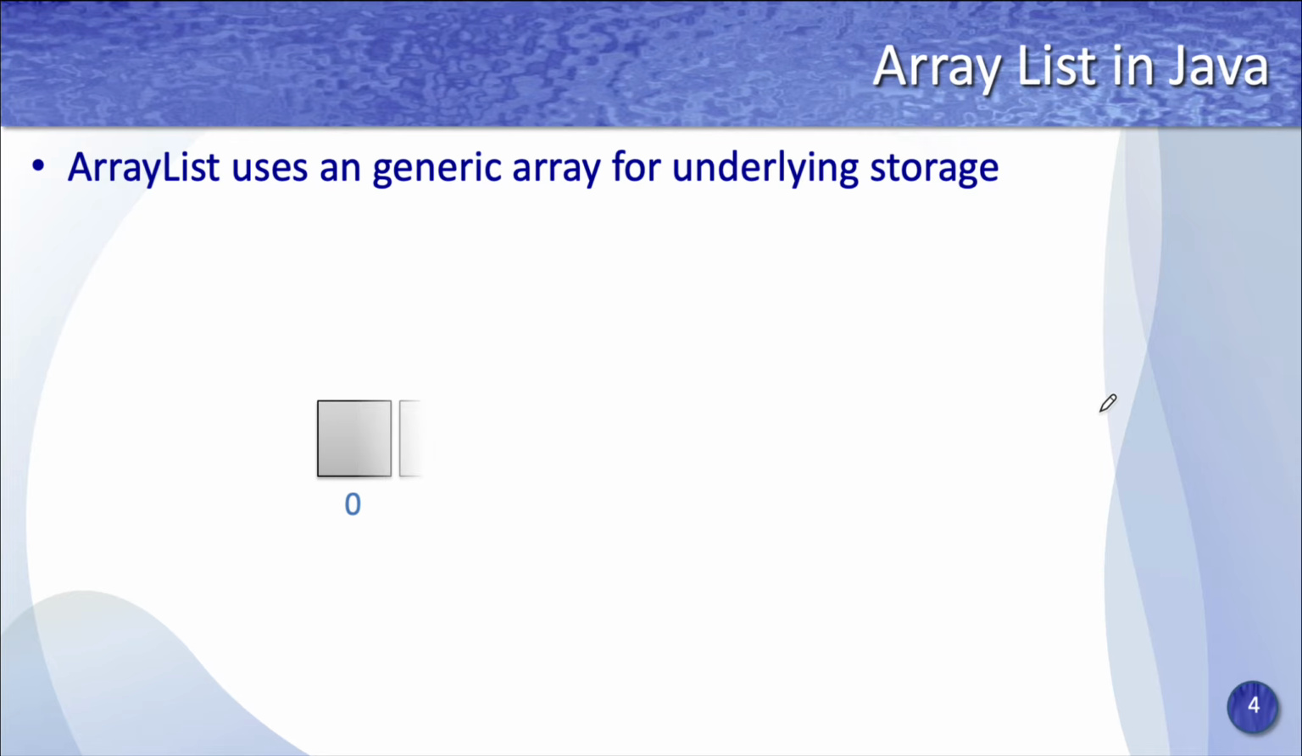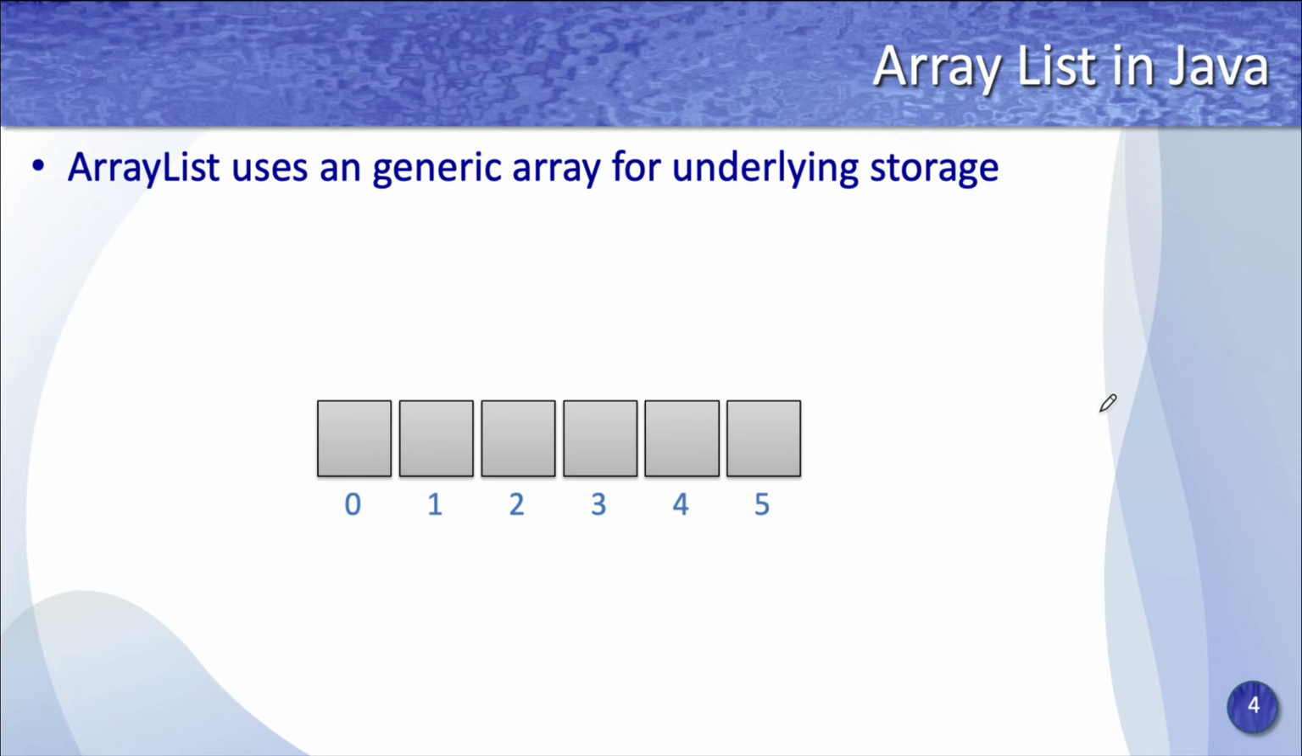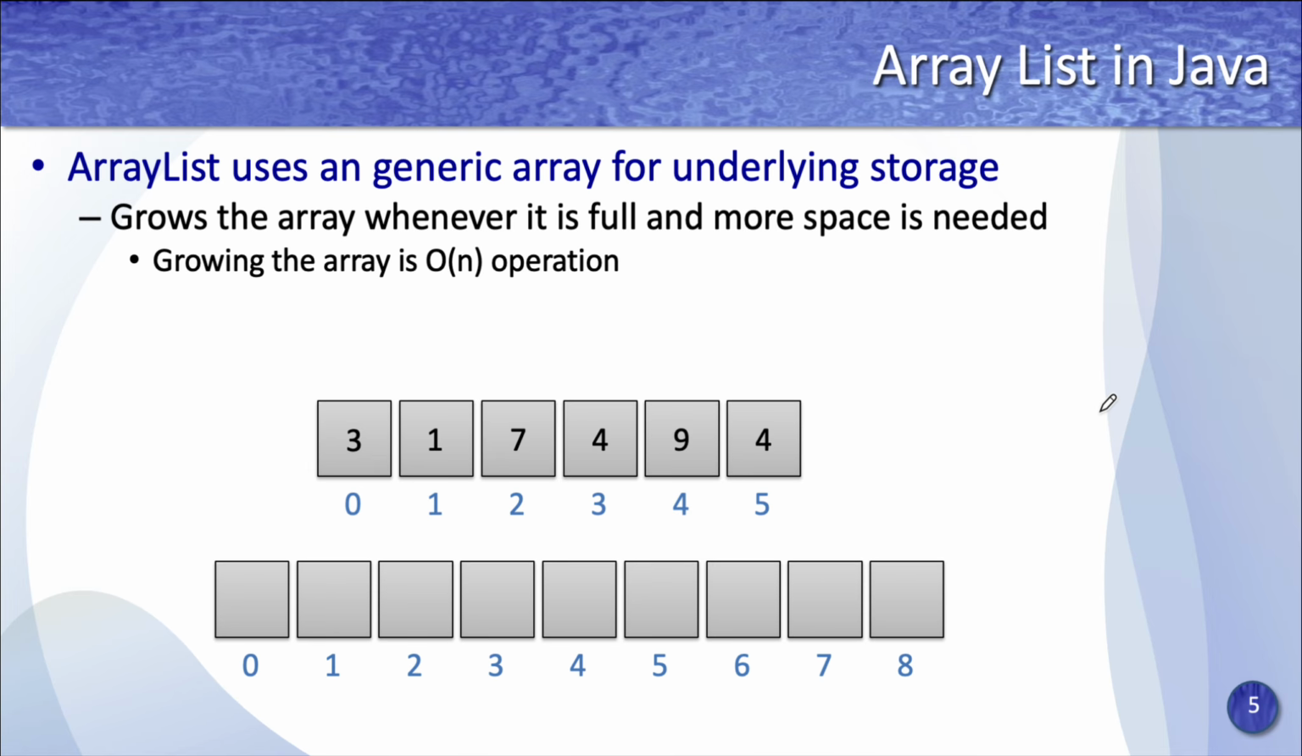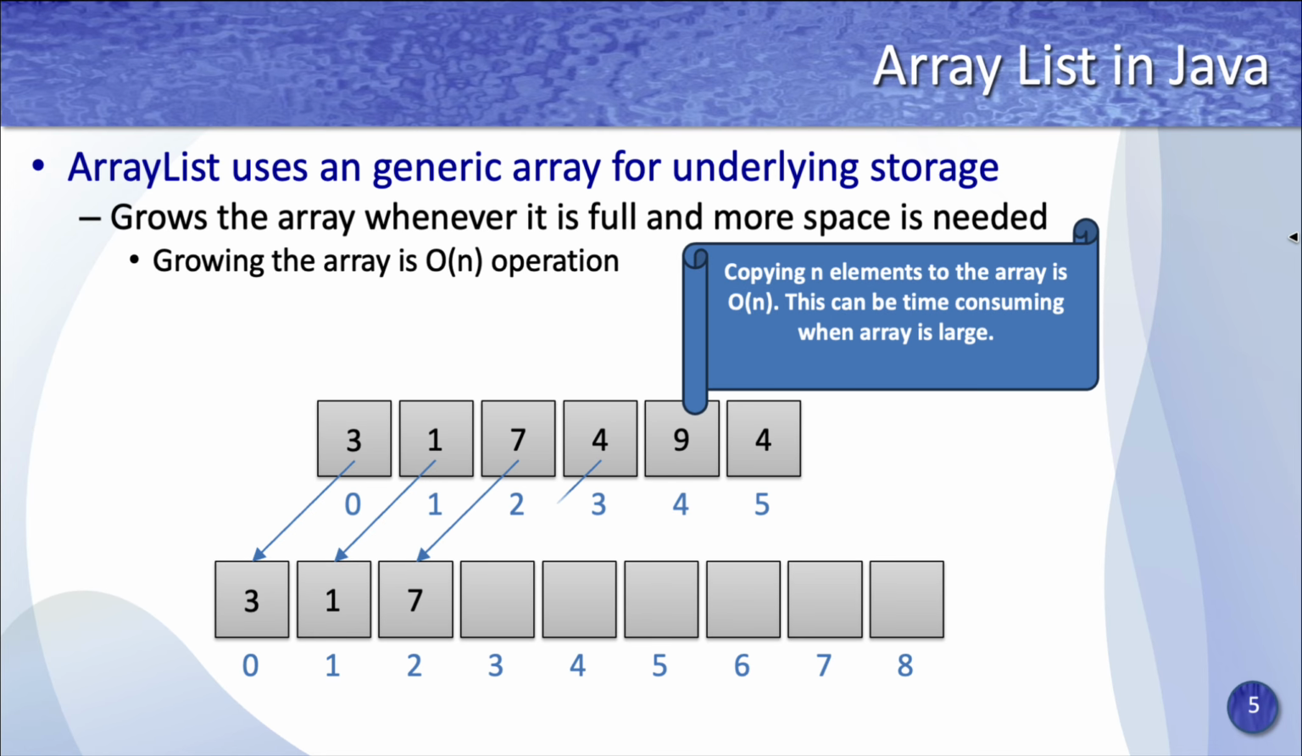Recollect that array list uses a generic array for underlying storage and eases operations on the array. So for example, when the array needs to grow whenever it is full, so let's say we want to add 5 to the end of the list, the array list internally creates a new array and copies all of these elements over. And recollect that copying n elements to a new array is big O of n, and this can be time consuming when we have to copy millions of numbers.